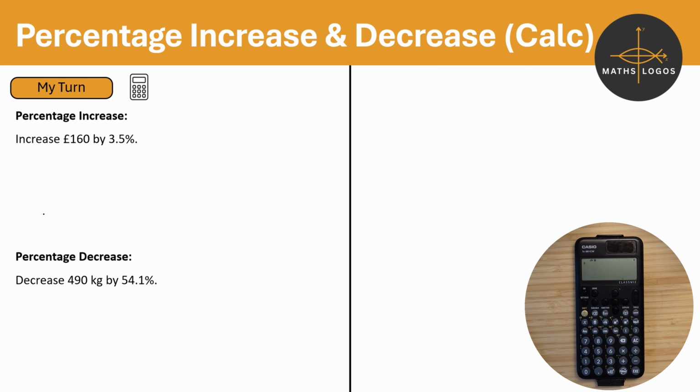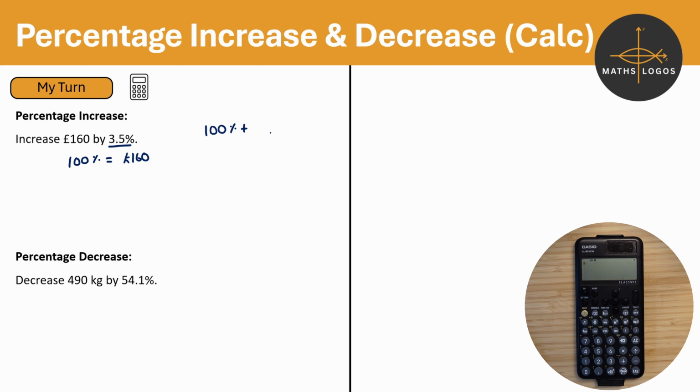Hi everyone, in this lesson we're going to look at percentage increase and decrease using a calculator. So let's look at our first example. We've got a percentage increase. Increase £160 by 3.5%.